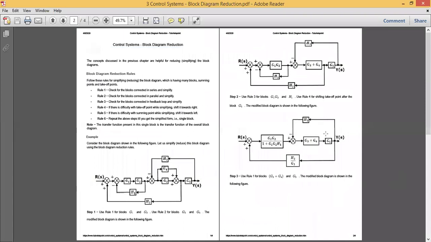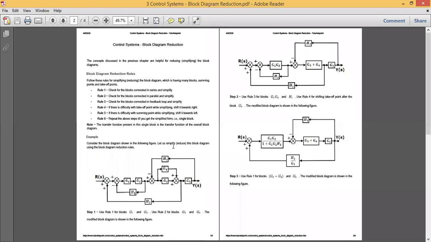The problem here is they are different. You can see G1 and G2 I have clubbed. G4 and G3 I have clubbed and I have drawn it as a single block. So I have applied rule number 1 for series and rule number 2 for parallel. Now let us go for the next rule. What does the next rule say now?